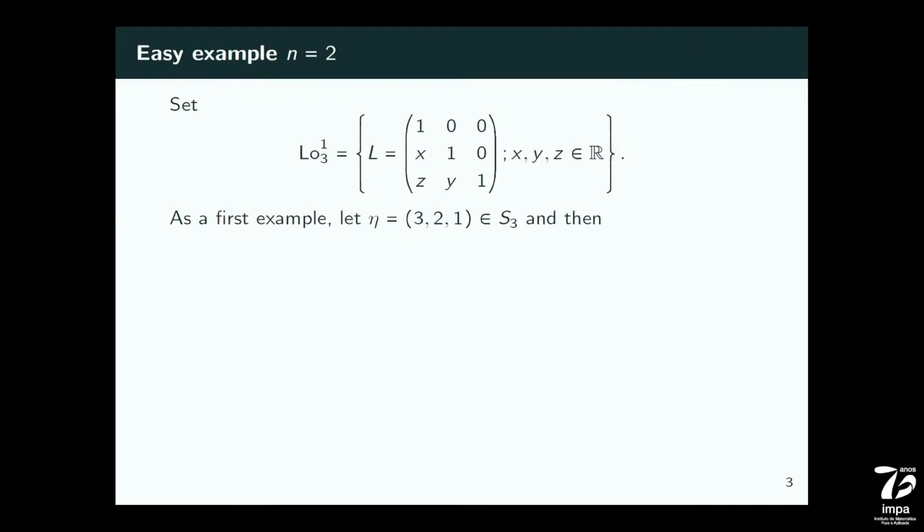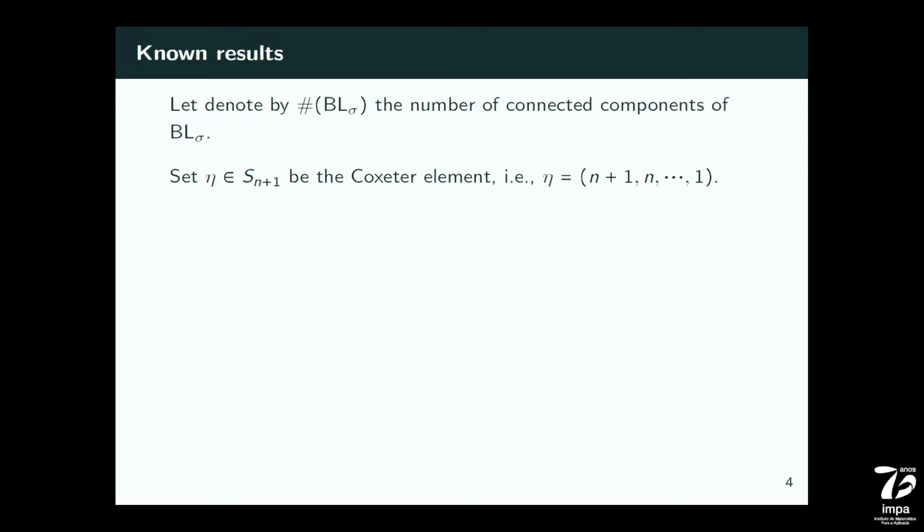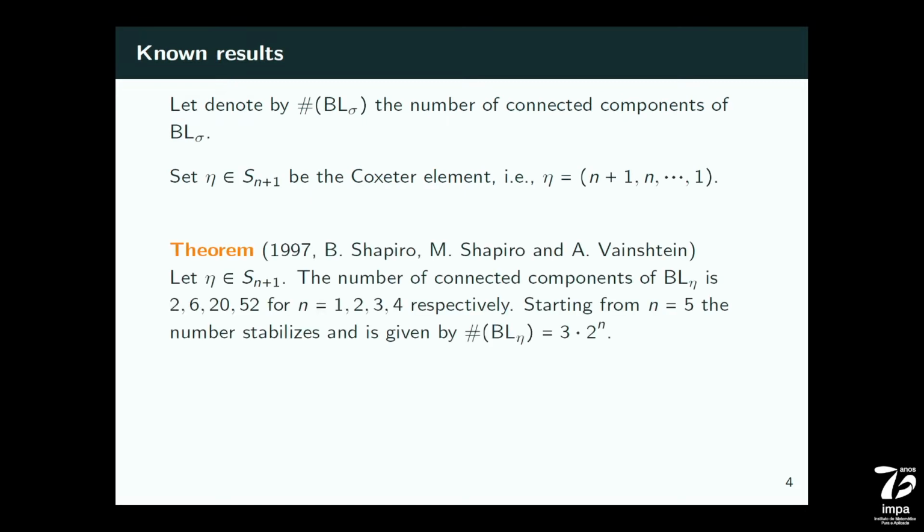So what happens is that if we take this eta, the top permutation, the number of connected components of this set BL eta is well known.